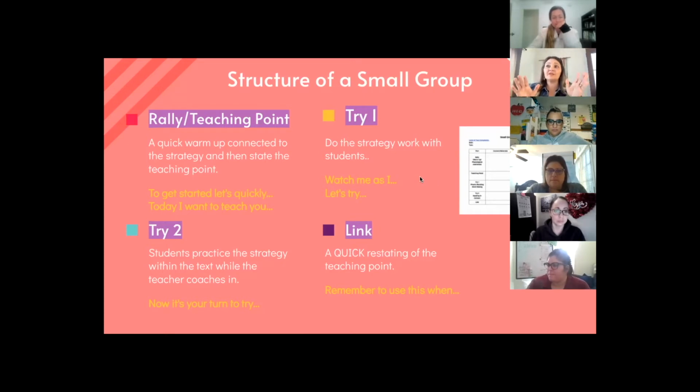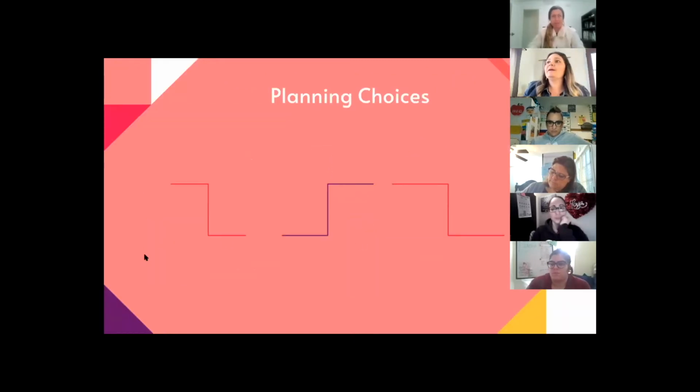All right, so that's our structure. It's 5 parts. I know I did a bad job on the slide there because it looks like 4 parts, but it's 5. It's rally, teaching point, try 1, try 2, link. Okay, so now if we know in our heads that that is the structure of the work, then we have some choices to make when we're planning for this small group.